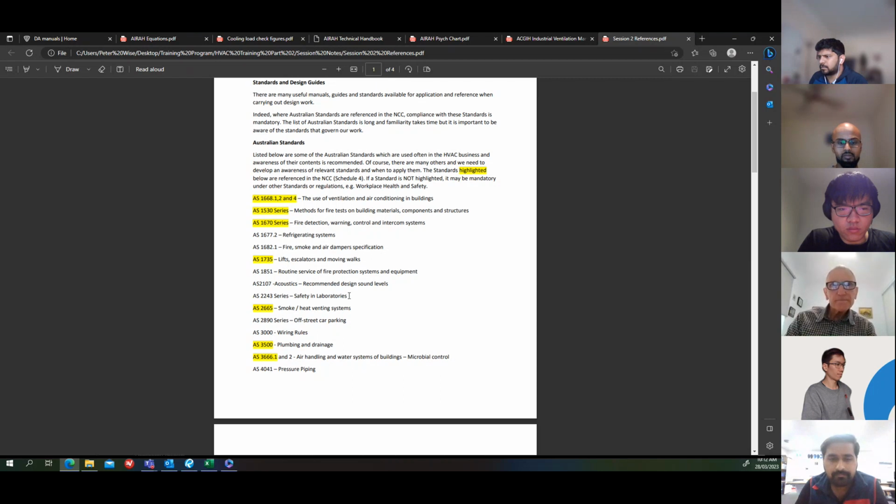I'll talk about that in a minute. But in the absence of that, AS 2107 gives you some numbers to work with. It doesn't tell you how to design it. It just gives you a guide on what the target noise level should be. AS 2243 series, now there's a number of them. I think when I last looked, there were about 10 different parts to this series. Safety in laboratories. So if you do a lab, everything you need to know pretty much is in there. There will be a design brief to go with it, but the governing standards are in that series of standards.